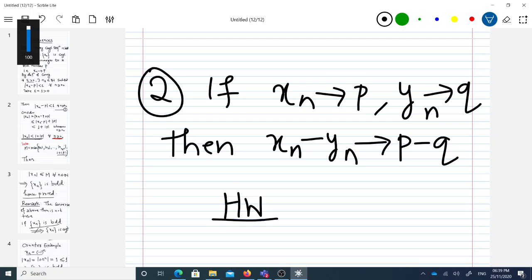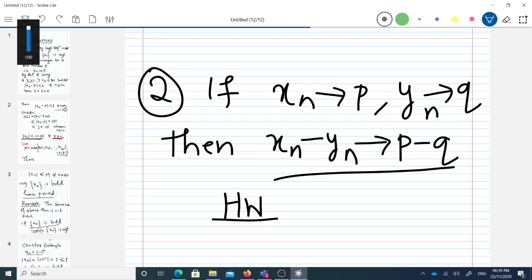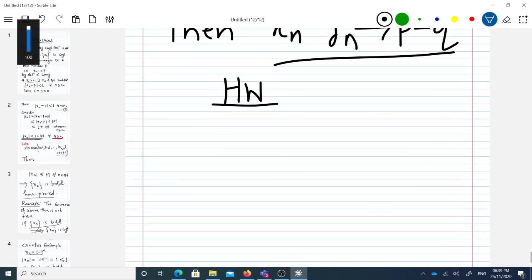Of course, the converse of this number 2 is also not true. The same counter example will work. Or maybe you take xn and yn both the same: xn as minus 1 to the power n, and yn also minus 1 to the power n. For these two sequences, their subtraction is again 0, and since the subtraction is 0, the sequence is constant. So the subtraction is convergent, but the individual sequences are not convergent.